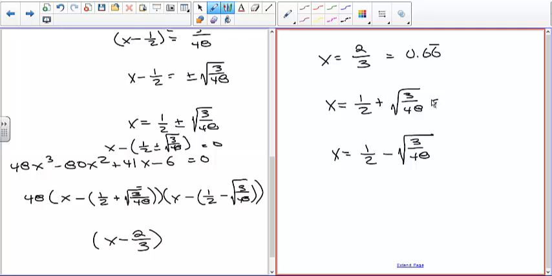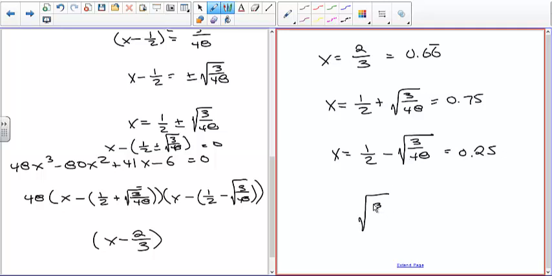So the third term is 1/2 plus the square root of 3 divided by 48. So that's 0.75. Oh, interesting. Is everything right? Guess so. Let's get 0.75. And this must be 0.25. Why? Because why is that true? Okay, let's look at that.